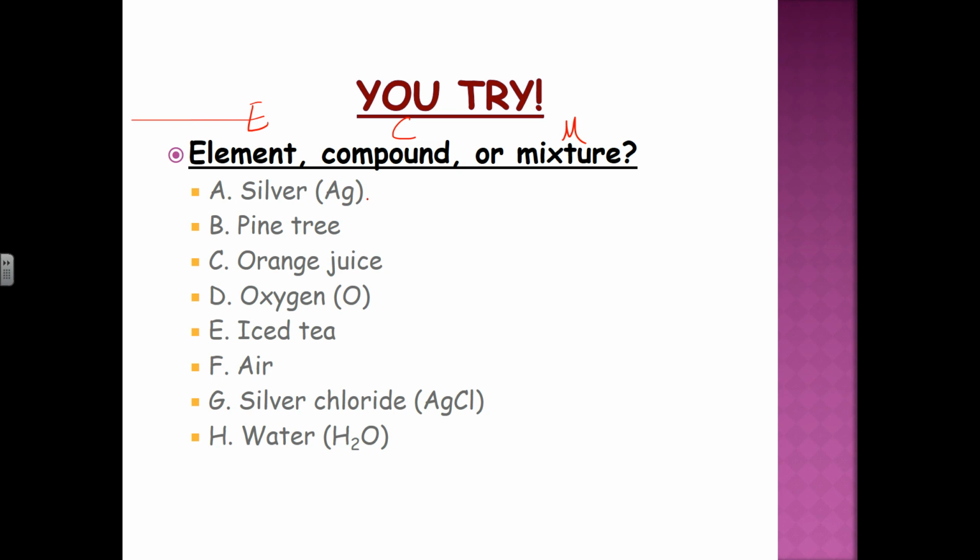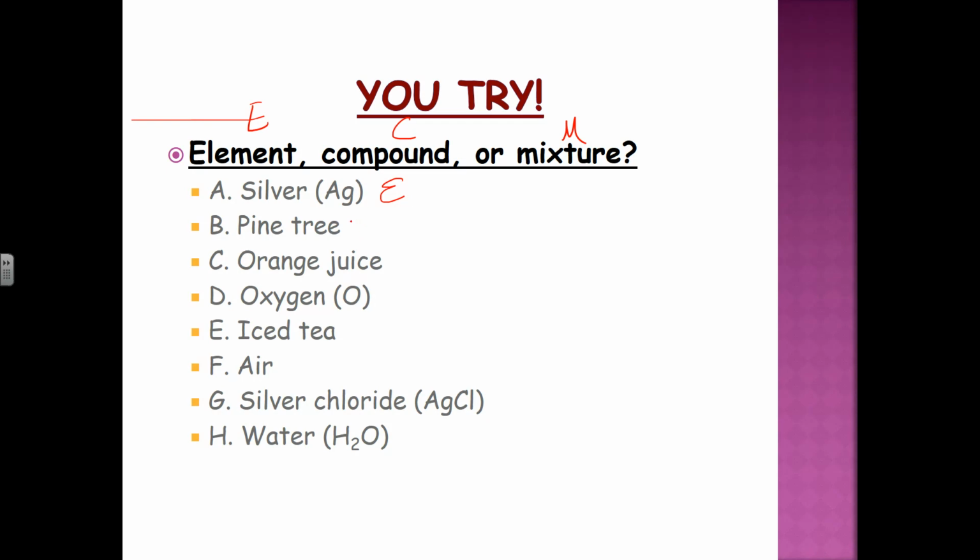All right, so hopefully you've had time to answer them. Let's check and see how you did. So silver. Element, compound, or mixture? Hopefully you're referring to your periodic table. If you look on your periodic table, you will find silver as an element. So I'll put E for element. Hopefully you said element for that. Silver is an element. It cannot be broken down chemically or physically.